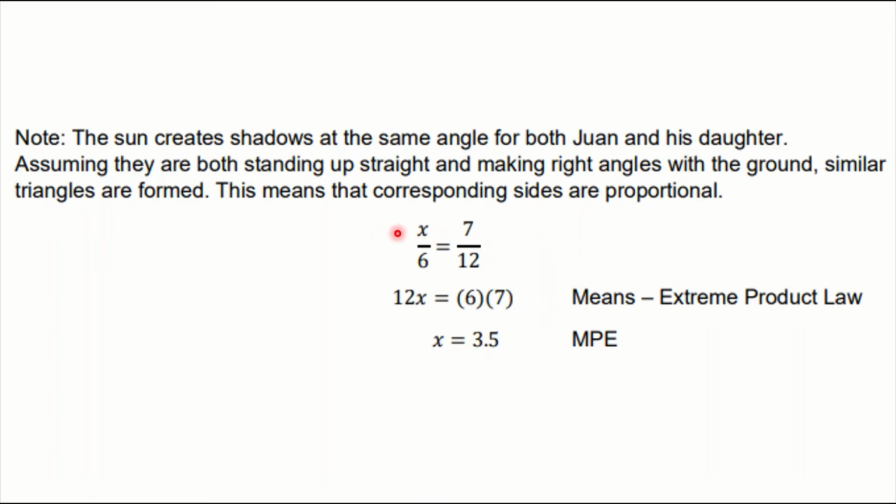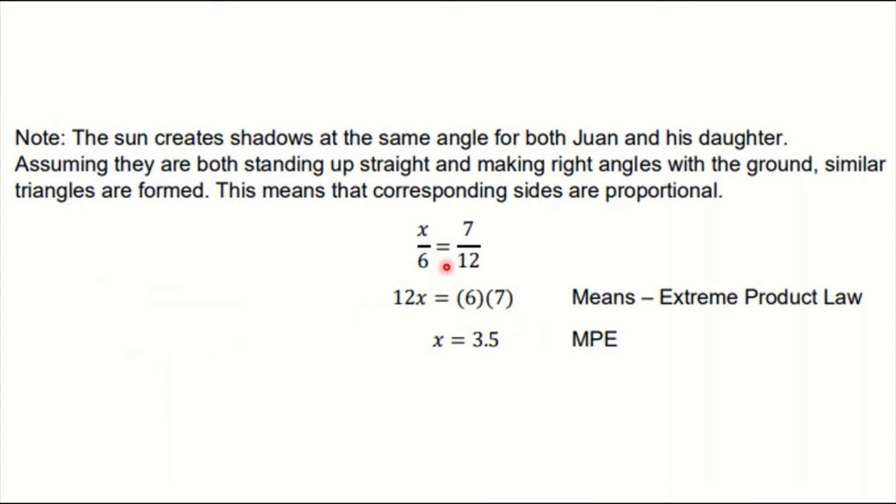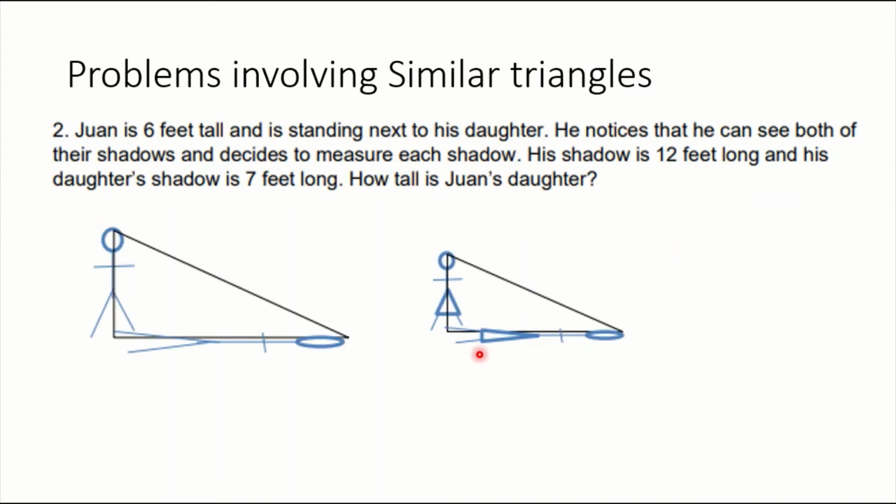So, we can say that x over 6, this is the daughter's height over the father's height, is equal to the daughter's shadow over the father's shadow, which is 7 over 12. By means extremes product law again, we can obtain 12x is equal to 6 times 7. 6 times 7 is 42 divided by 12 is 3.5. So the height of the daughter is 3.5 feet.